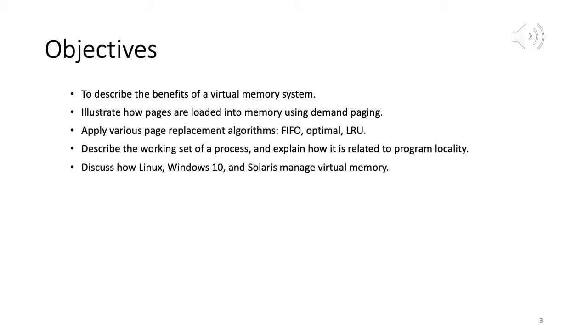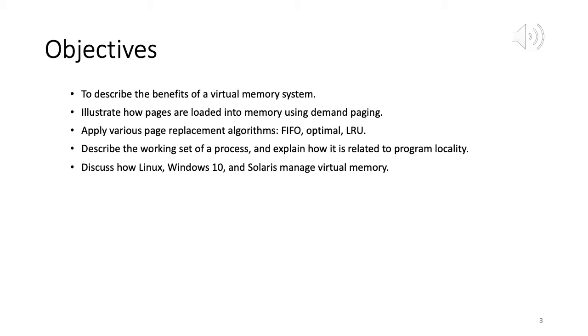Describe the working set of a process and explain how it is related to program locality. So working set means that it's a set of all pages that the process needs in order to make decent progress. So we'll see how we can get this working set. And generally, if we have the working set of a process, the set of all the pages that it needs to make decent progress, in physical memory, performance will be good. Otherwise, we have thrashing, right? Otherwise, we have thrashing. And finally, discuss how Linux, Windows, and Solaris manage their virtual memory.